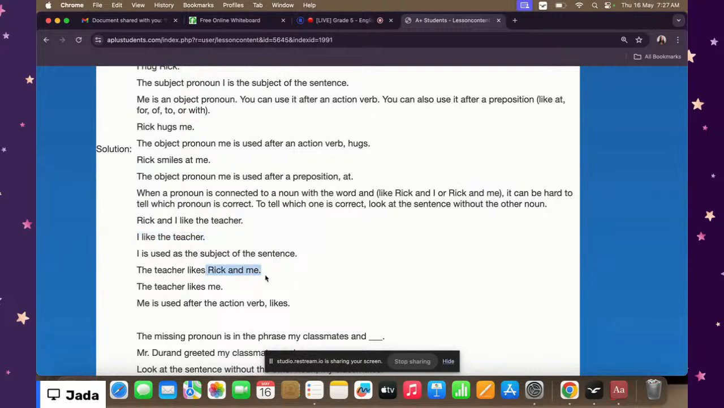Now, the teacher likes Rick and me. You can say that, because if you remove the noun Rick and you say "the teacher likes me," it makes sense. But if you say "the teacher likes Rick and I," no. If you take away the noun Rick, it will be "the teacher likes I," and that is not correct. So you have to be able to look at both the nouns and the pronouns to make sure that whatever pronoun you're choosing is the right one.